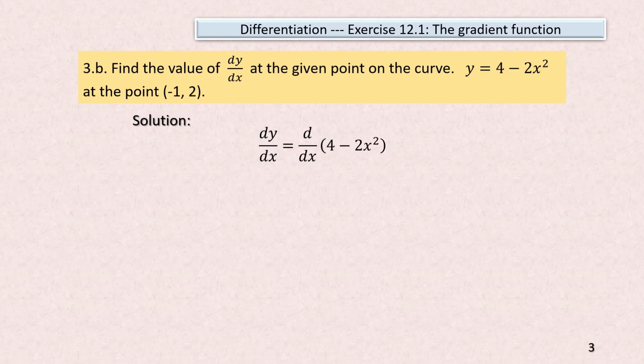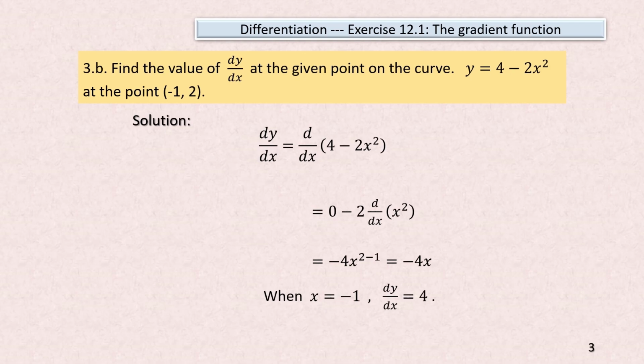Now follow these rules to solve the problems from 3b to 3f. First differentiate y. Then put the value of the x coordinate in the dy by dx. Now follow these slides to understand how to solve the problems.